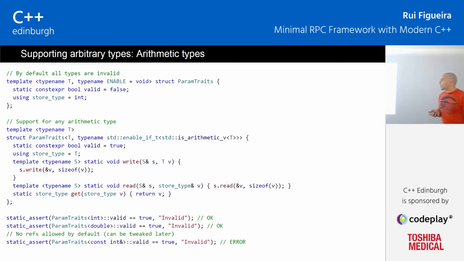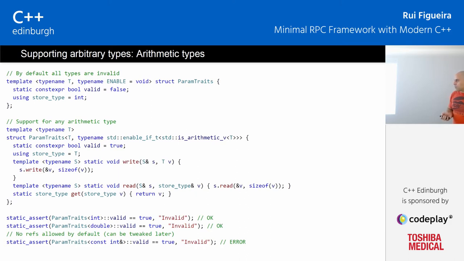So let's start with specializing for arithmetic types. So param traits, this is enabled if T is an arithmetic type. Any arithmetic type will work. Of course, it's easy enough. Valid. The store type is matched directly to T. But again, I will explain why I need that store type. Write and read is enough.